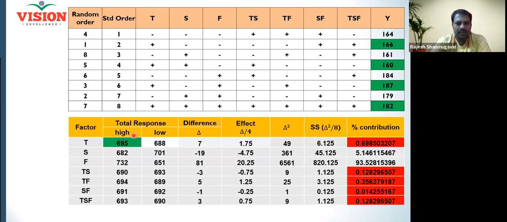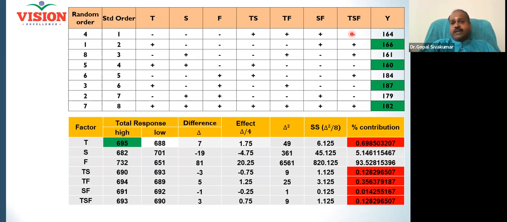695, 682. No. You are just reading out from my answer. I am asking you, I'm expecting steps. What are the experimental outputs? See here, experimental output is the Y column. What are the values generated when the temperature is high?